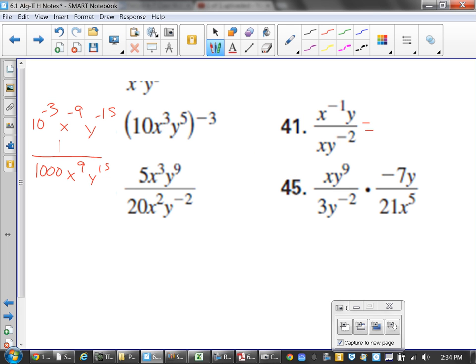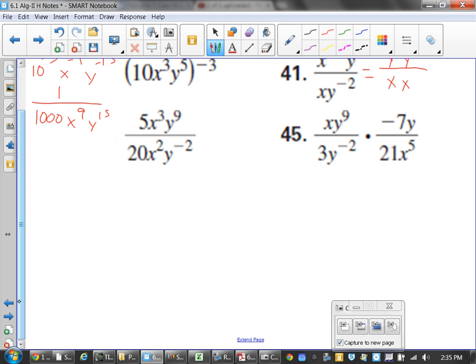When you rewrite them with positive exponents, that first one goes to the bottom. This one stays up top. The x stays down there. The y goes up top. You get y cubed over x squared. Everybody got that? Yep. All right.